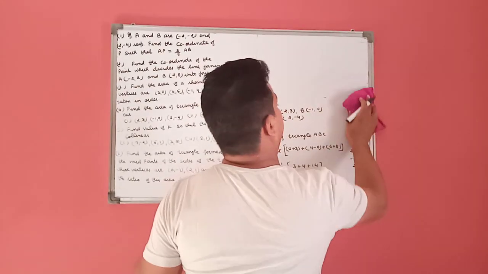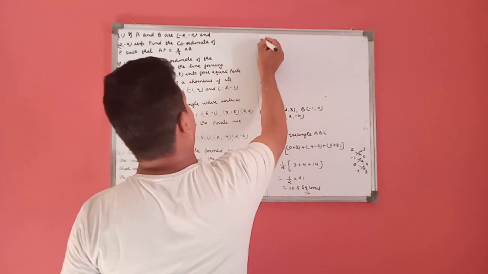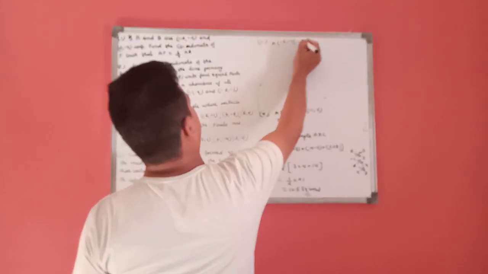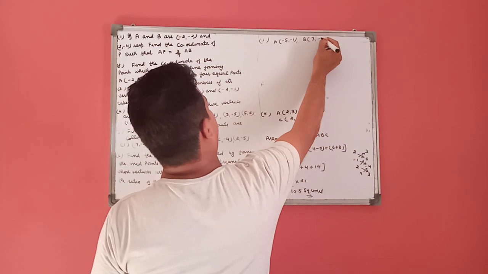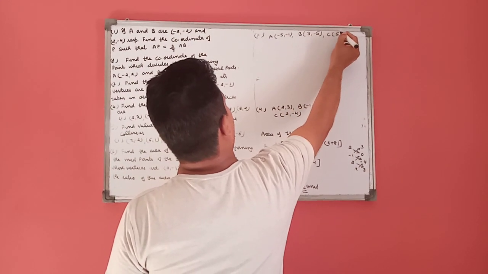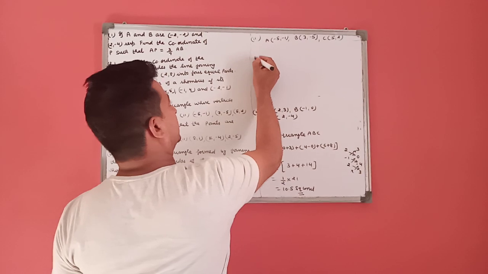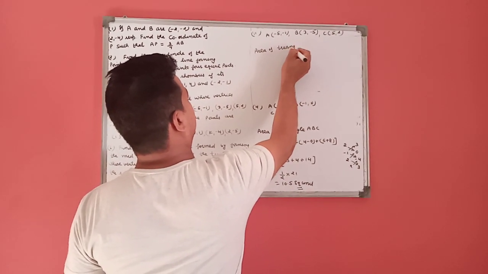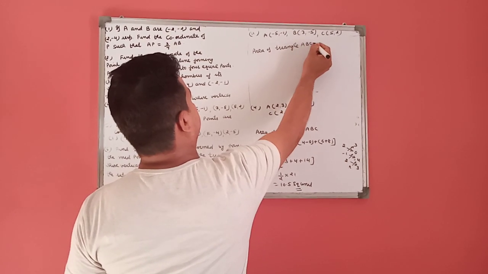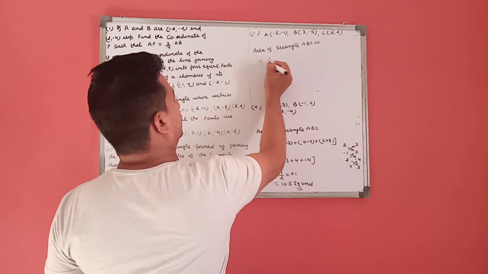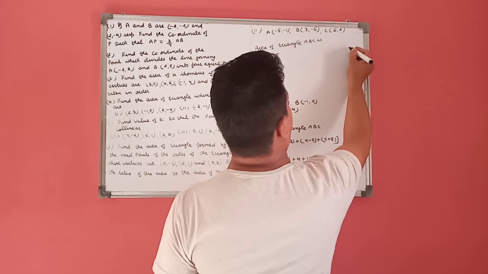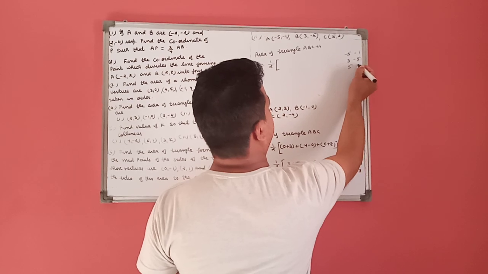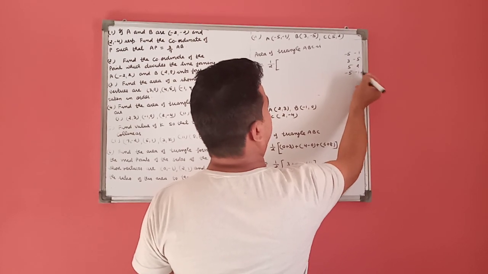In the same way, in the second part, the vertices are A (5, 1), B (3, 5), C (5, 2). Then the area of triangle ABC is 1/2. Coordinates of A are 5, 1, B, then C, then again A.